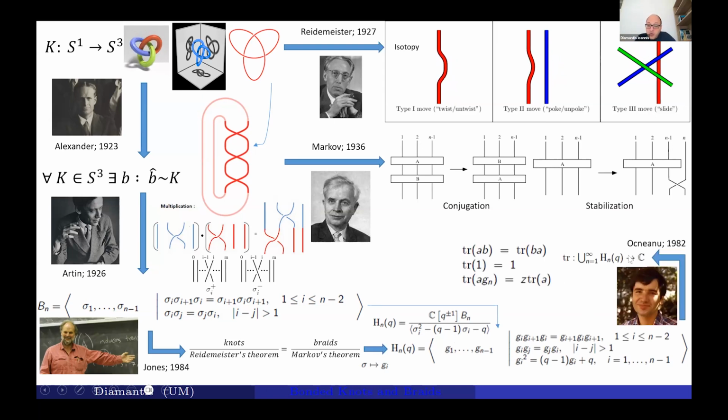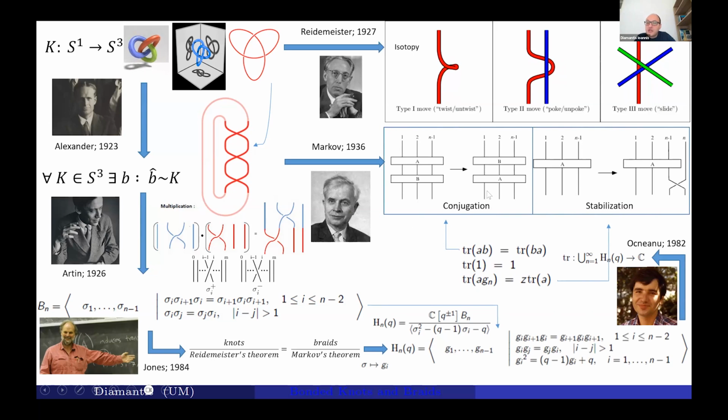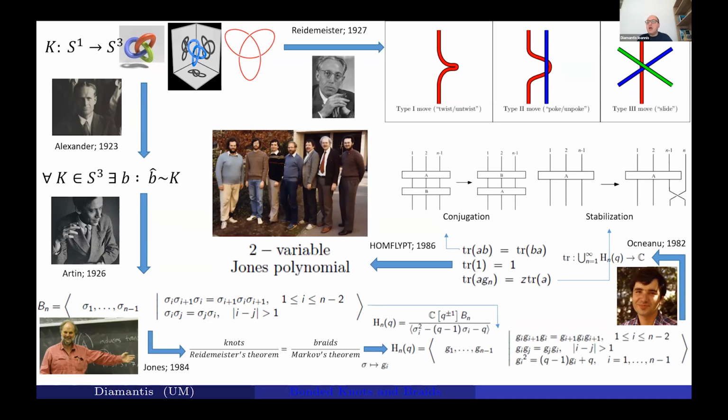And using the Ocneanu trace, a unique Ocneanu trace, as you can see here, each one resembles the two moves that Markov proved suffice to describe isotopy, right? And he constructed the Jones polynomial, and later on the two-variable Jones polynomial known today as HOMFLYPT. And this is exactly what we want to do. We want to take our bonded braids and try to study the algebraic structures underneath.